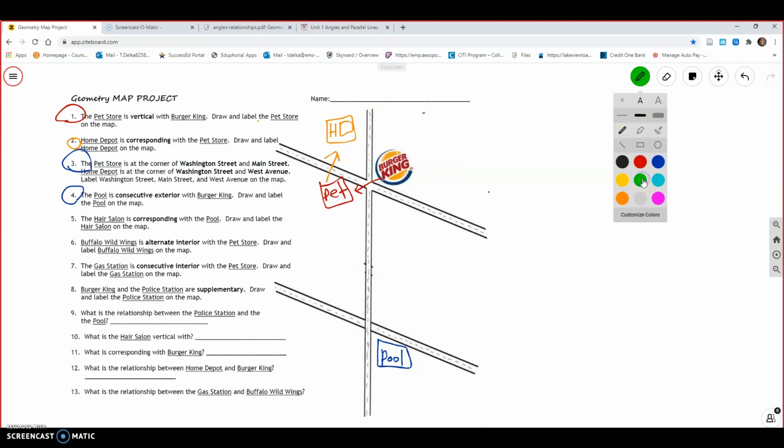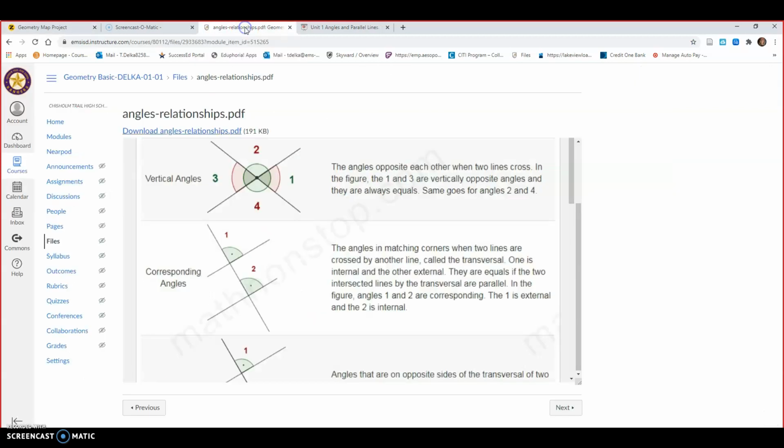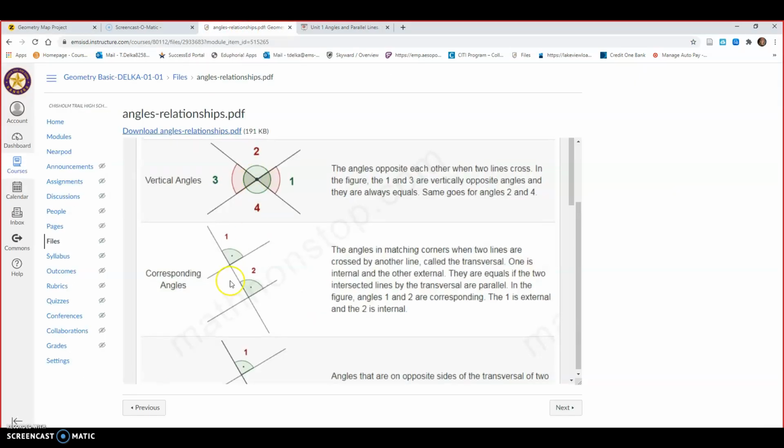So I'm going to switch colors now. I'm on number 5, and it says the hair salon is corresponding with the pool. So here's the pool. I need a corresponding angle. Draw and label the hair salon. So what we're doing, Logan, is we're also looking at our angle relationships. I gave you notes, but I went over the notes the first probably 5-6 minutes of class. So a corresponding angle is an angle that is internal and external, and it's cut by a transversal.